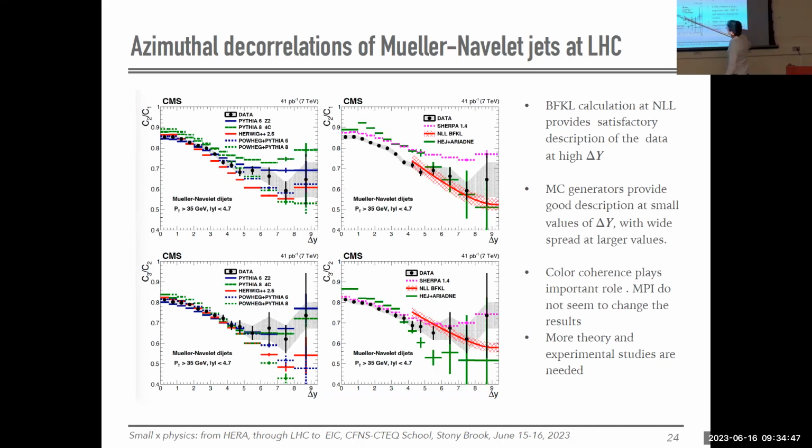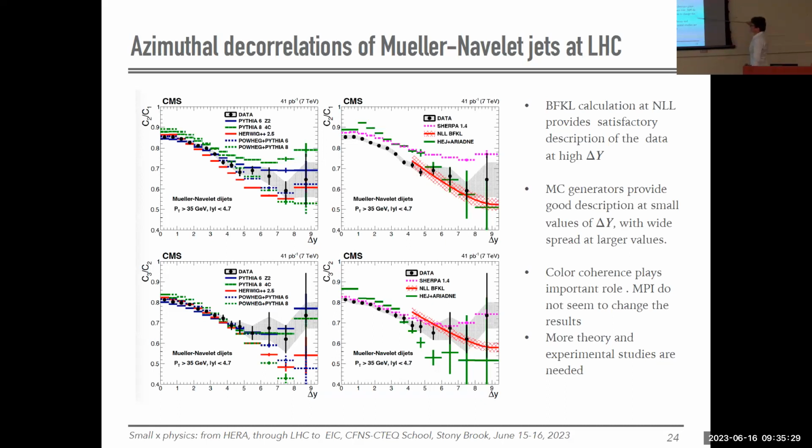Also, this particular calculation doesn't show what's happening here. Monte Carlos are all over the place, although I would say that there are a bunch of Monte Carlos that work very well for lower rapidity differences. It is at this high rapidity difference, precisely this region, where they start to have problems. Okay. Now, it seems that the color coherence plays some role. Some Monte Carlos do better than the others, but clearly there is a different dynamics here because they all struggle to get a consistent description.